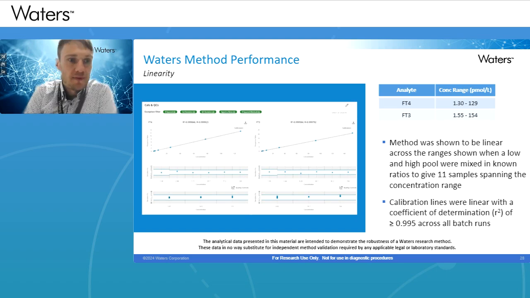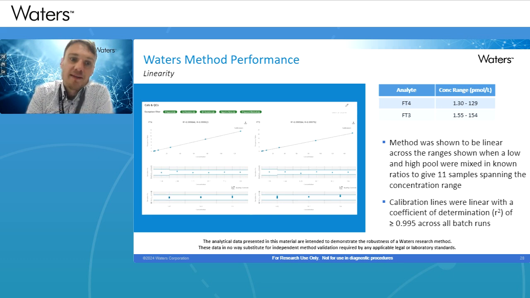The method was shown to be linear for both free T4 and free T3 analytes when quantified across the ranges of 1.3 to 129 picomoles per litre for free T4 and 1.55 to 154 picomoles per litre for free T3. And this was done again by mixing a low and high pool sampled together in known ratios to give up to 11 different samples covering the concentration ranges.